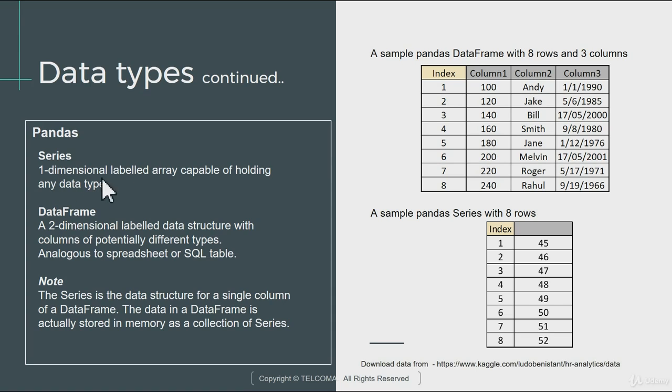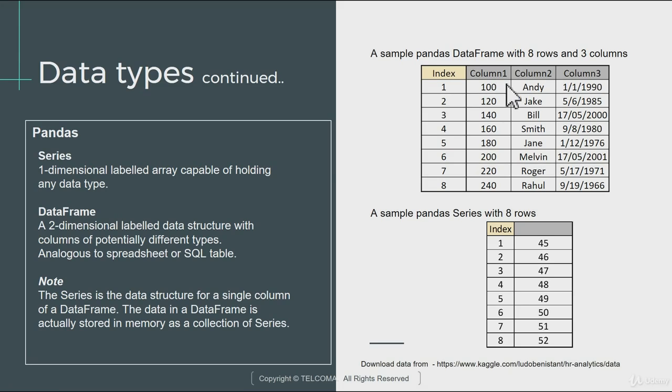Series is a one-dimensional labeled array capable of holding any data type. You can see a sample Pandas series over here with 8 rows and an associated index. A data frame is a two-dimensional labeled data structure with columns of potentially different types. But this is analogous to the Excel spreadsheets or SQL table. Over here, we can see that the rows have an index as well as the columns have a column index.